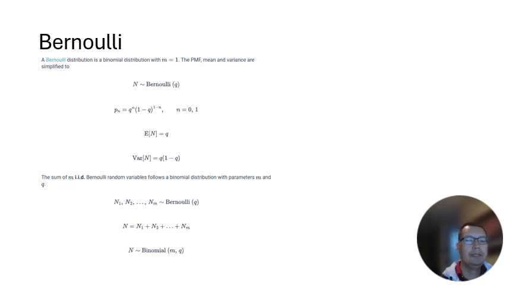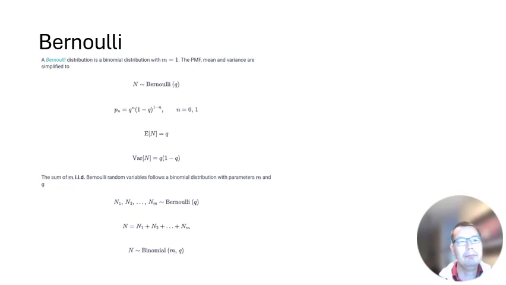A Bernoulli distribution is a binomial distribution with m equal 1, and the expected value is just q because the probability of things happening is equal to q, and the probability of things not happening is equal to 1 minus q. And so variance is just q times 1 minus q.